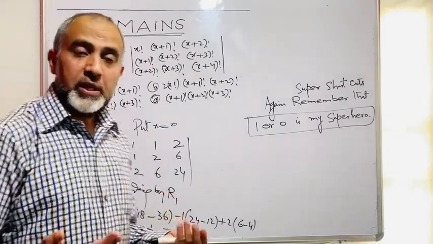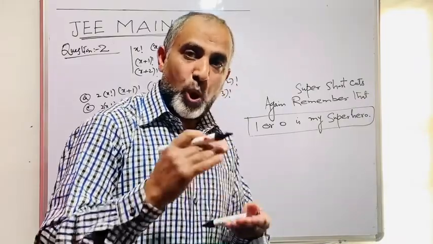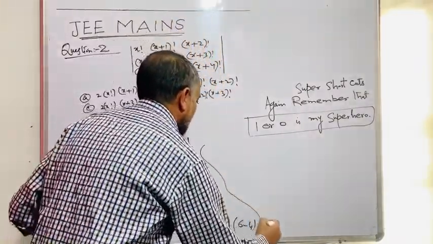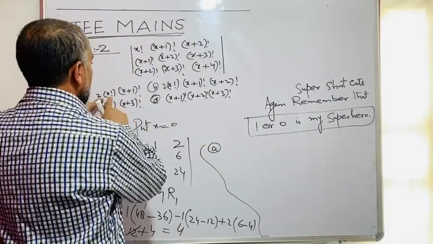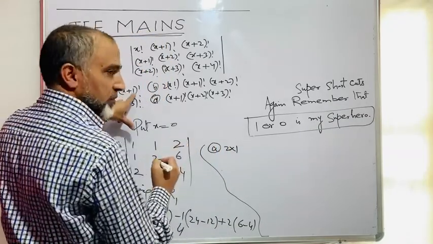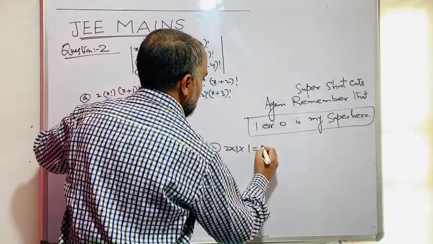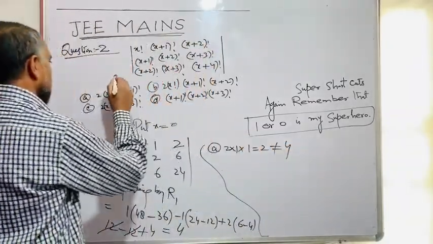Now what to do? See, now x is equal to 0, where will you substitute it? In the options. Let's see the first option, option A. Here you will put x is equal to 0. 0 factorial, 2 into 0 factorial, that's 1. Here it is 0 plus 1, that's 1 factorial, that's 1, that is equal to 2, and this is not equal to 4, therefore this option is not correct.